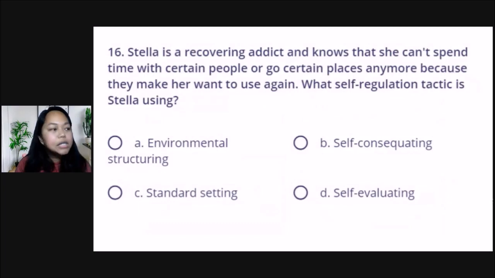We move on with number 16. Awit, pero move on. Stella is a recovering addict and knows that she can't spend time with certain people or go certain places anymore because they make her want to use again. What self-regulation tactic is Stella using? Is it letter A, environmental structuring, letter B, self-consequating, letter C, standard setting, or letter D, self-evaluating? Which one do you think is the correct choice for 16?